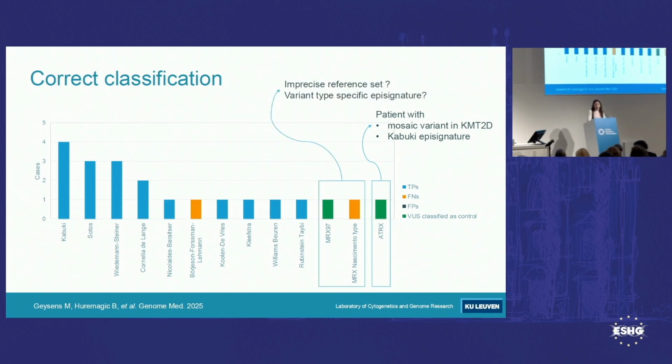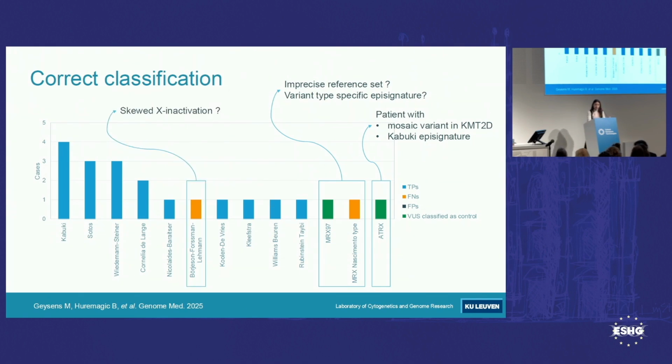We have these two mental retardation X samples that were also run on the classifier and classified as controls. We did the same exercise with the EPIC array, and with the array also no methylation signature could be detected. And there we have two different hypotheses explaining the results. The first one would be that the reference set that has been used to make the Episignature consists of too few samples to be robust with ONT data. And the second hypothesis would be that the Episignature could be variant-specific, as we had here two missense variants.